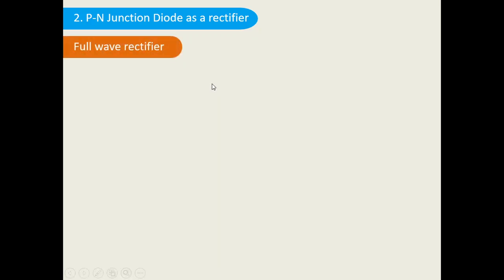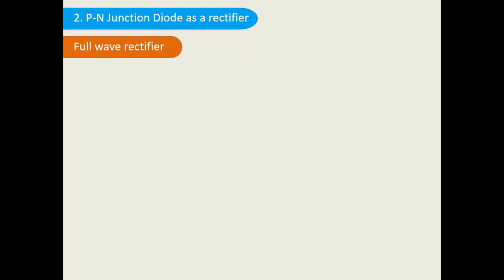So this is the full wave rectifier. The full wave rectifier circuit consists of two diodes, and the two diodes operate alternately. For example, if diode 1 is on, in that case diode 2 will be off, or if diode 2 is on, then diode 1 will be off, such that the output will be present in both the cycles, in positive as well as negative half cycles.